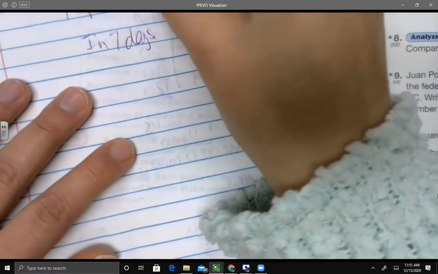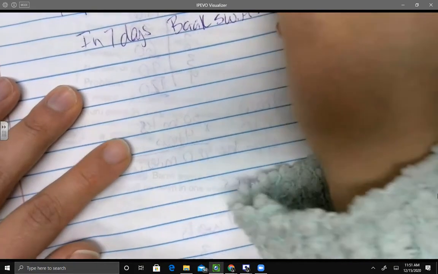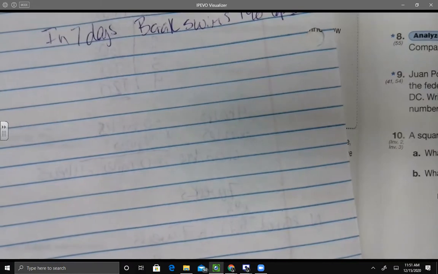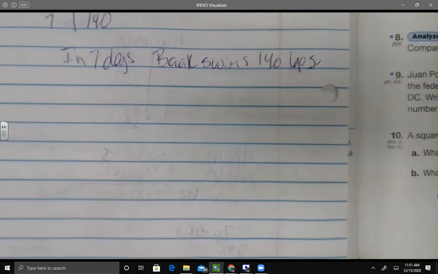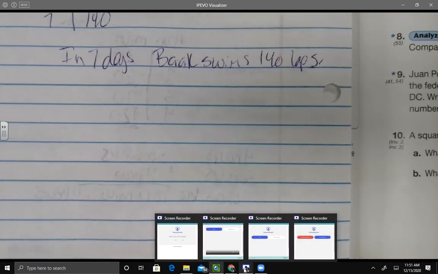Barack swims 140 laps. That is a lot of laps, but good for him. All right, so 7 days, he gets in 140 laps of swimming because he does 20 consistently every day. So I hope this helps with rate word problems.